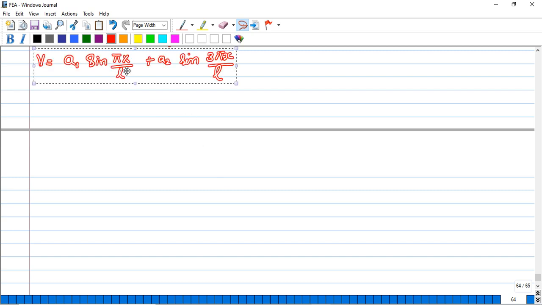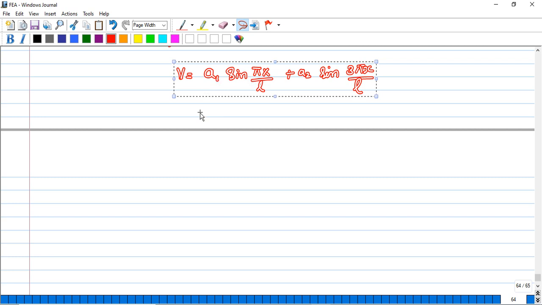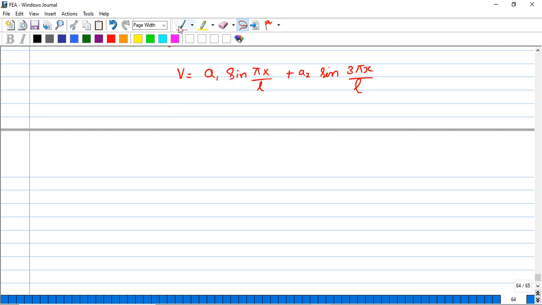Okay, this is my displacement function. I want to know what is ∂²v/∂x², because this is in the strain energy function, that is the potential energy functional. I need to substitute this particular value, so I will be differentiating this equation twice.